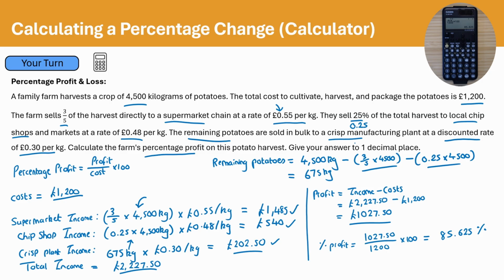It's always worth checking if our question asks for a specific degree of accuracy. It does. It says give your answer to one decimal place. Draw your line after the first decimal place. The 2 tells me that I'm not going to round the 6 up. So it's going to stay as 85.6%. And this is to one decimal place. So well done if you got that as your answer.